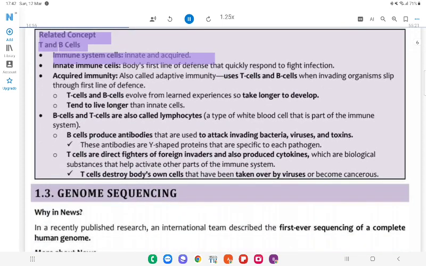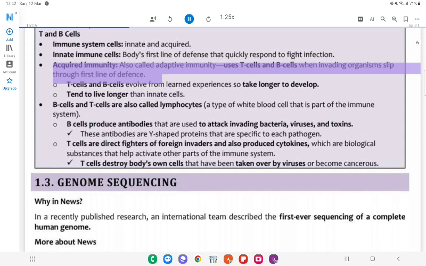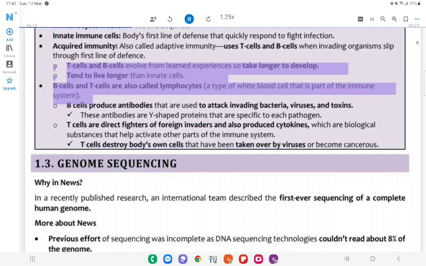Related concept: T and B cells. Immune system cells are innate and acquired. Innate immune cells are the body's first line of defense that quickly respond to fight infection. Acquired immunity, also called adaptive immunity, uses T cells and B cells when invading organisms slip through the first line of defense. T cells and B cells evolve from learned experiences, so they take longer to develop, and tend to live longer than innate cells. B cells and T cells are also called lymphocytes, a type of white blood cell that is part of the immune system.